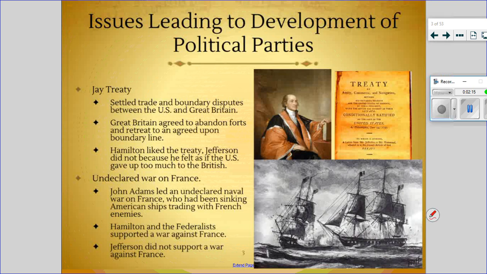In summary, Jefferson says the Jay Treaty gives up too much to the British. It's too friendly to the British. So this is a foreign policy disagreement. And then there's the undeclared war on France. France has been sinking American ships that are trading with French enemies, namely Britain. Remember, the Federalists are pro-British. So John Adams and the Federalists are waging an undeclared naval war on France. They're fighting the French. Hamilton and the Federalists support the war against France. Jefferson didn't. He did not support the war against France.